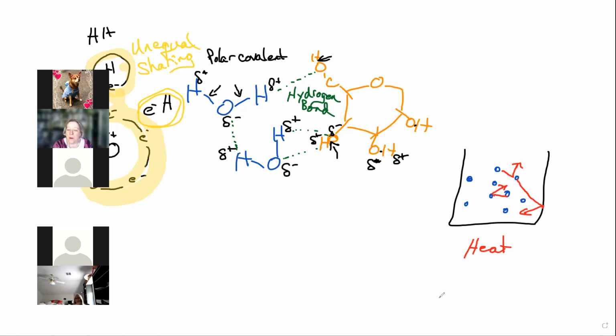So if something is hot, the molecules are moving around faster. They're bumping into each other more. If it's cold, they're not moving a lot. They're kind of sluggish. So if we add something like, let's go with this being a sugar cube, and I've dropped that into the water.